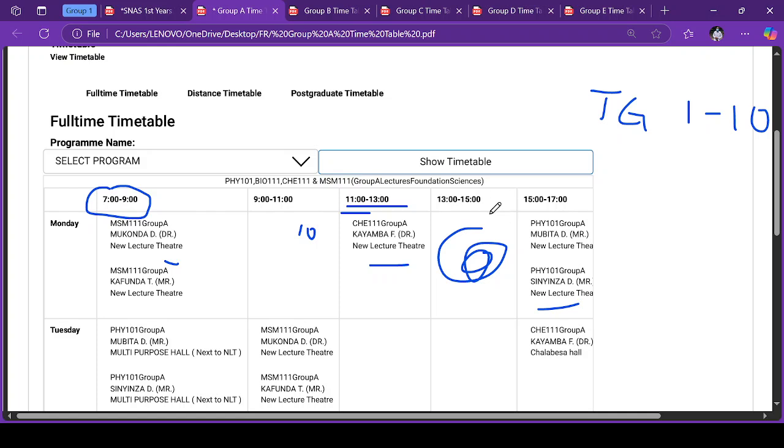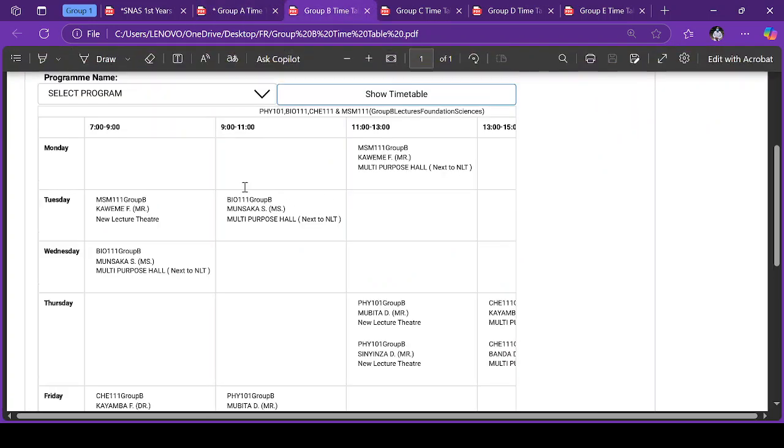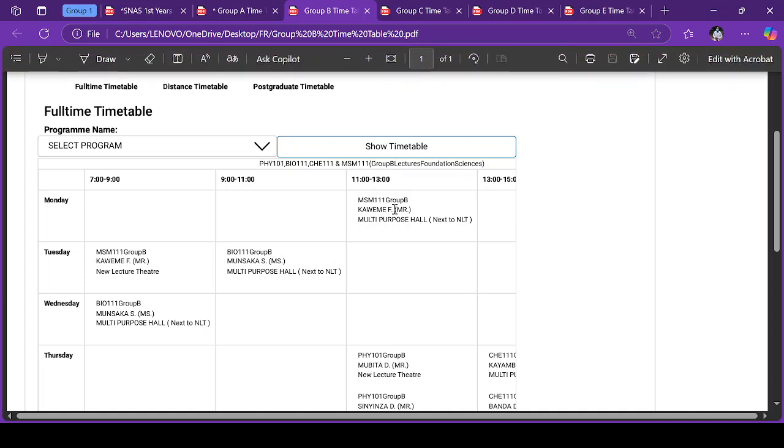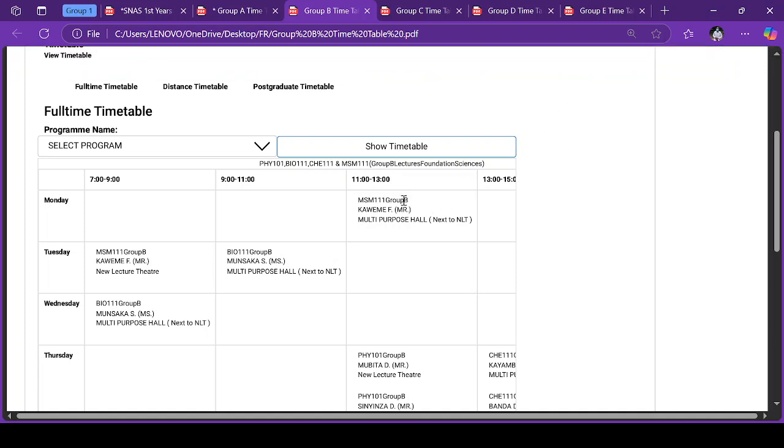From 13 to 15, you can have a tutorial because you don't have anything else. Group B on Monday, you are having a lecture at 11 to 13, meaning at any of these other times you can have a tutorial. You can also have a lab, but a lab will not happen next week or this week. You can't have a lab, only the other week. Group B from TG11 to TG20, you can check, you won't have any tutorials here.